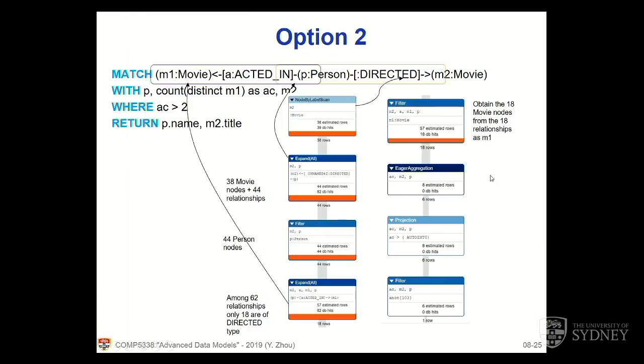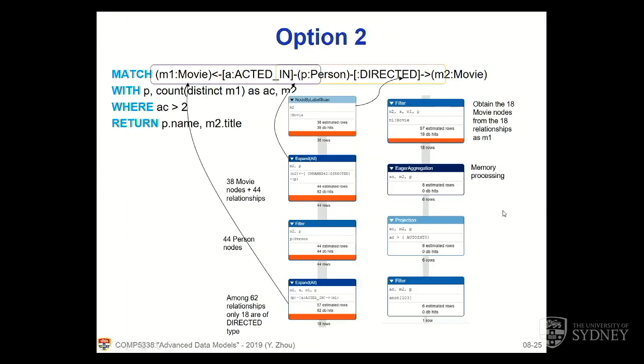Then we obtain this, because again we have to do a filtering, make sure the other side is a movie node, because now we start from the person node, and we want to make sure that once we expand following the acted-in relationship, the other side is a movie node, so we do a filtering. And now we do aggregation.